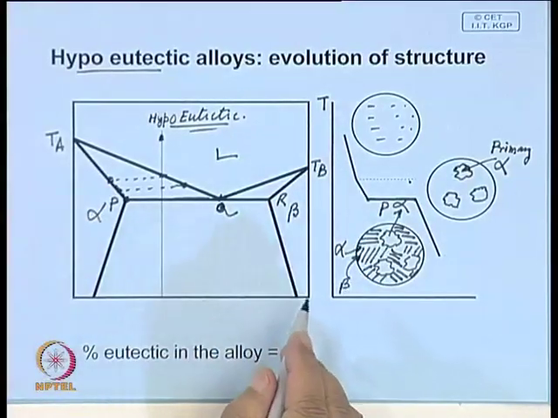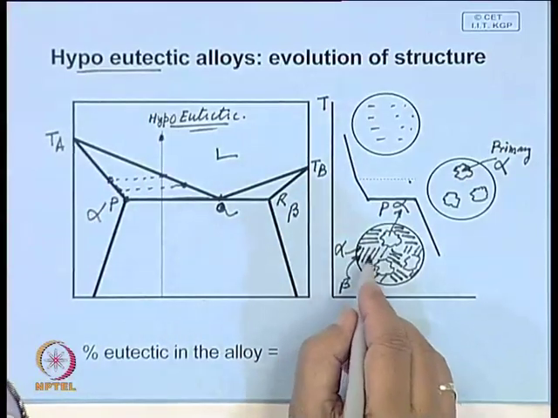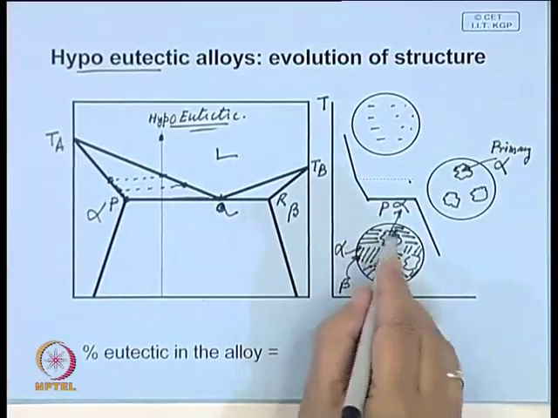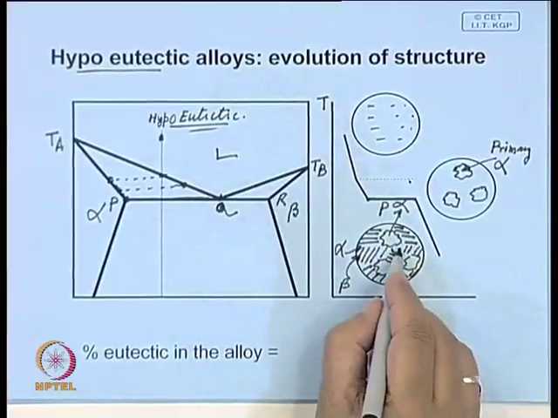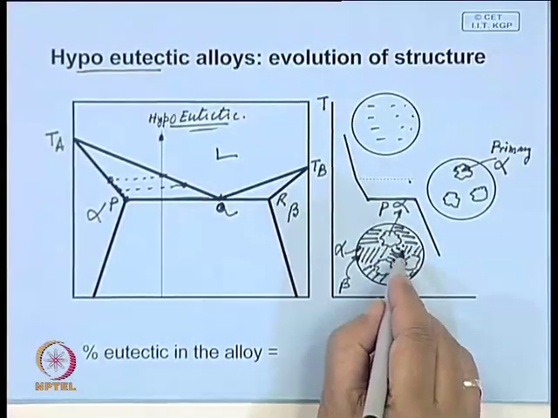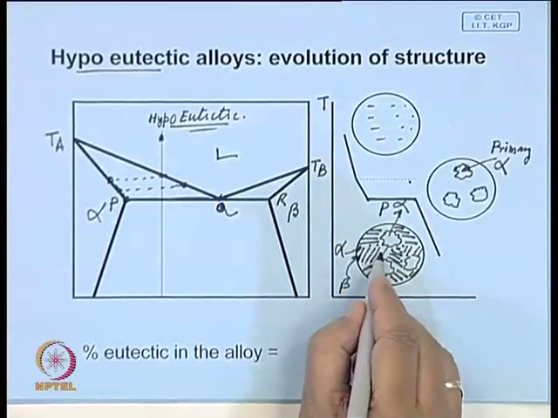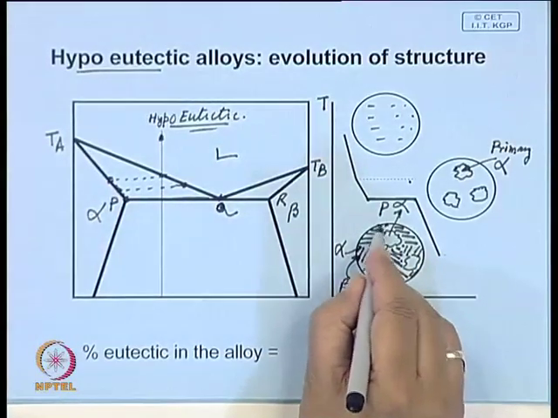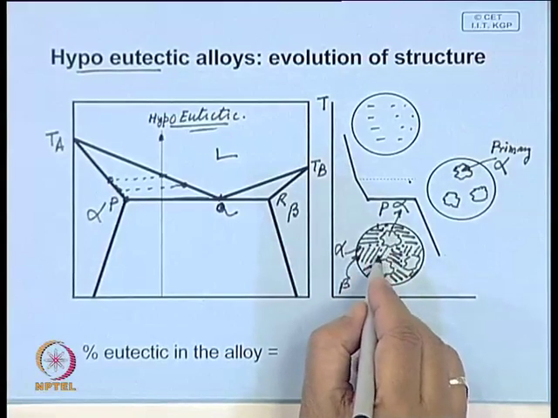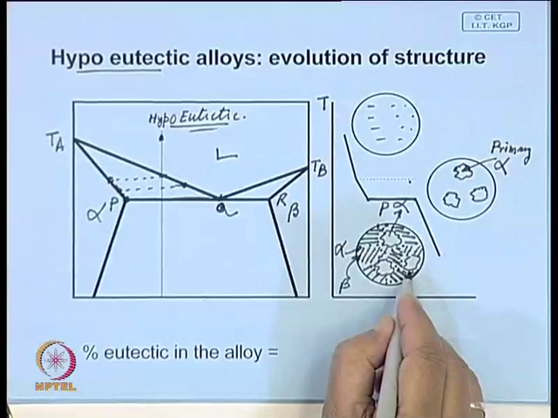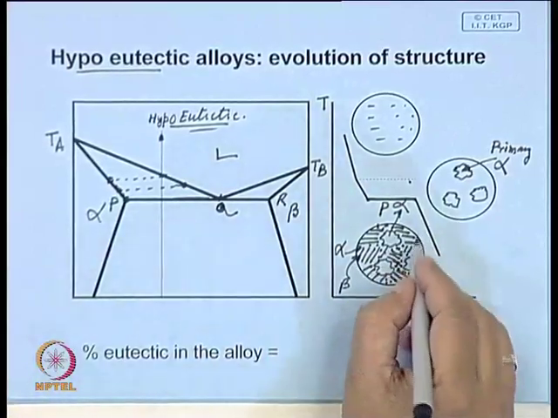One way of representing eutectic, as its structure looks under the microscope, is something like this, a lamellar structure, but there are other possible ways also. In some cases it may be particulate, an intimate mixture consisting of particulate beta like this.